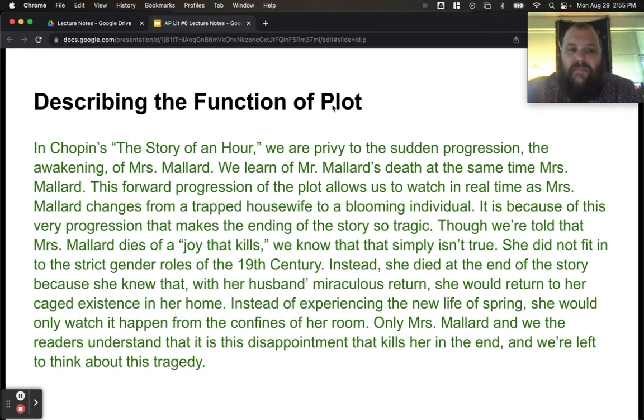Though we're told that Mrs. Mallard dies of a, quote, joy that kills, we know that that simply isn't true. She did not fit into the strict gender roles of the 19th century. Instead, she died at the end of the story because she knew that with her husband's miraculous return, she would return to her caged existence in her home. Instead of experiencing the new life of spring, she would only watch it happen from the confines of her room. Only Mrs. Mallard and we, the readers, understand that it is this disappointment that kills her in the end, and we're left to think about this tragedy.